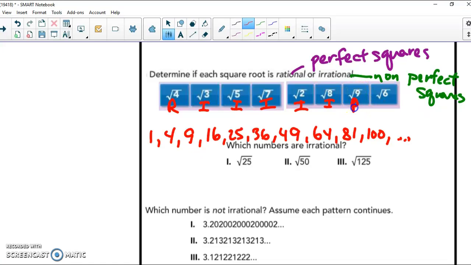9, however, is a perfect square. The square root of 9 is 3, so that's rational. The square root of 6 is irrational because 6 is not a perfect square.